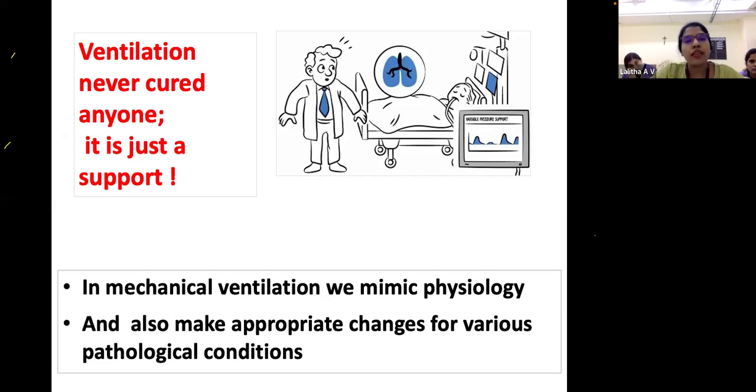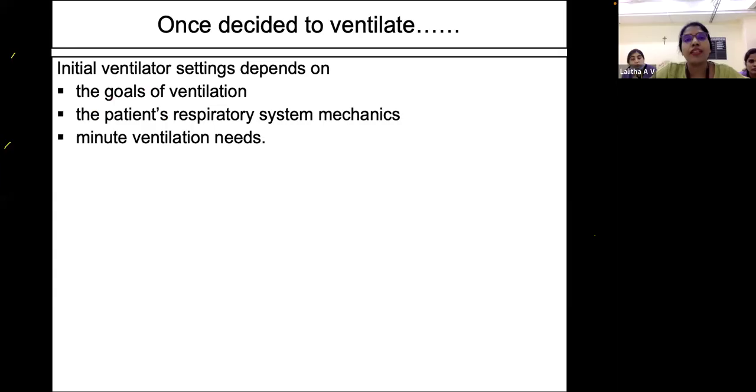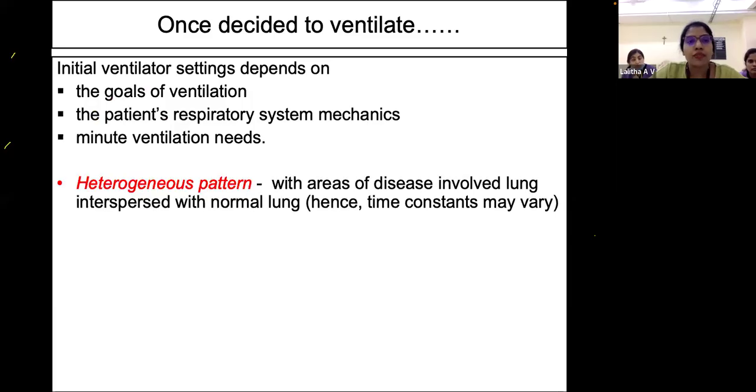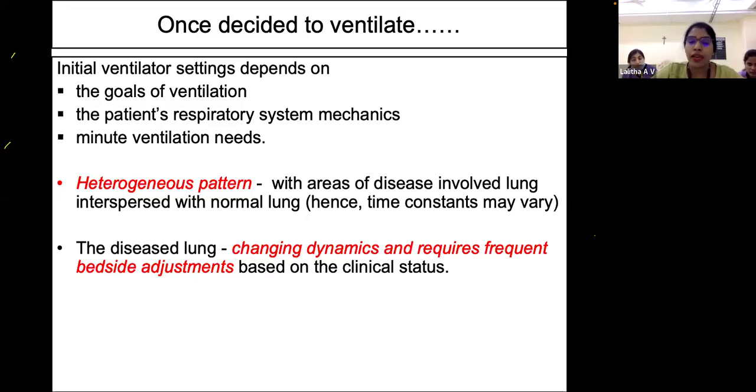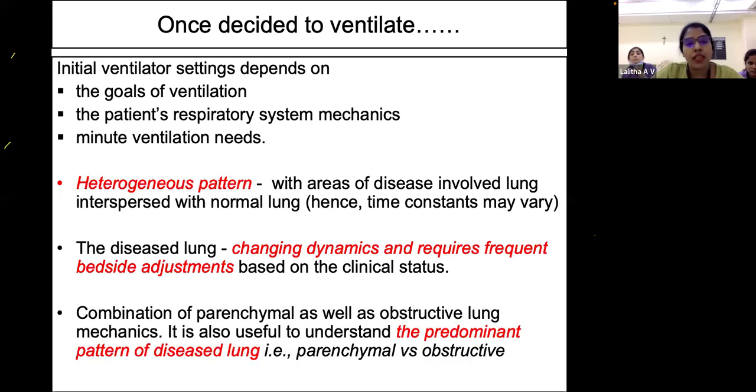And what are we trying to do in mechanical ventilation? We are going to mimic the normal respiratory physiology for various pathological conditions. So initial ventilatory settings depend on the goals and the lung mechanics. Okay, so when we are ventilating, it's not just a child with a bronchopneumonia. You can have a child with normal lungs, or sometimes you have a child with a heterogeneous lung pattern like ARDS, and also these diseased lungs have changing dynamics, and very frequently you have to change the ventilator settings as well based on the clinical status.